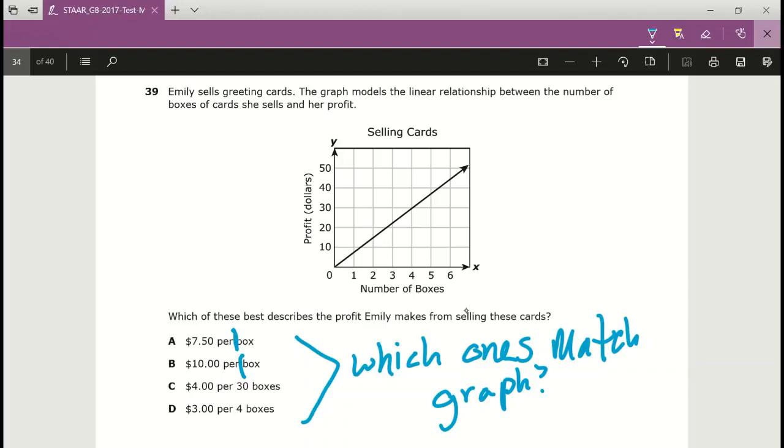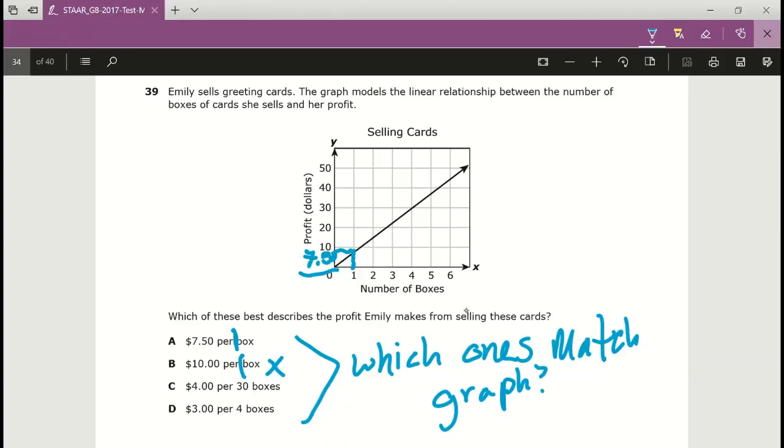So for choice A, it's $7.50, so it's over here for 1 box. So I go up from 1, and I go over, and I'm just a hair less than 10. So I would say we're maybe at $7.50. Let's check the others. So choice B says we're 1 box, we go over, and we're at 10. So this choice B does not work, because if we go up from 1, we're not at 10, we're at $7.50, right?